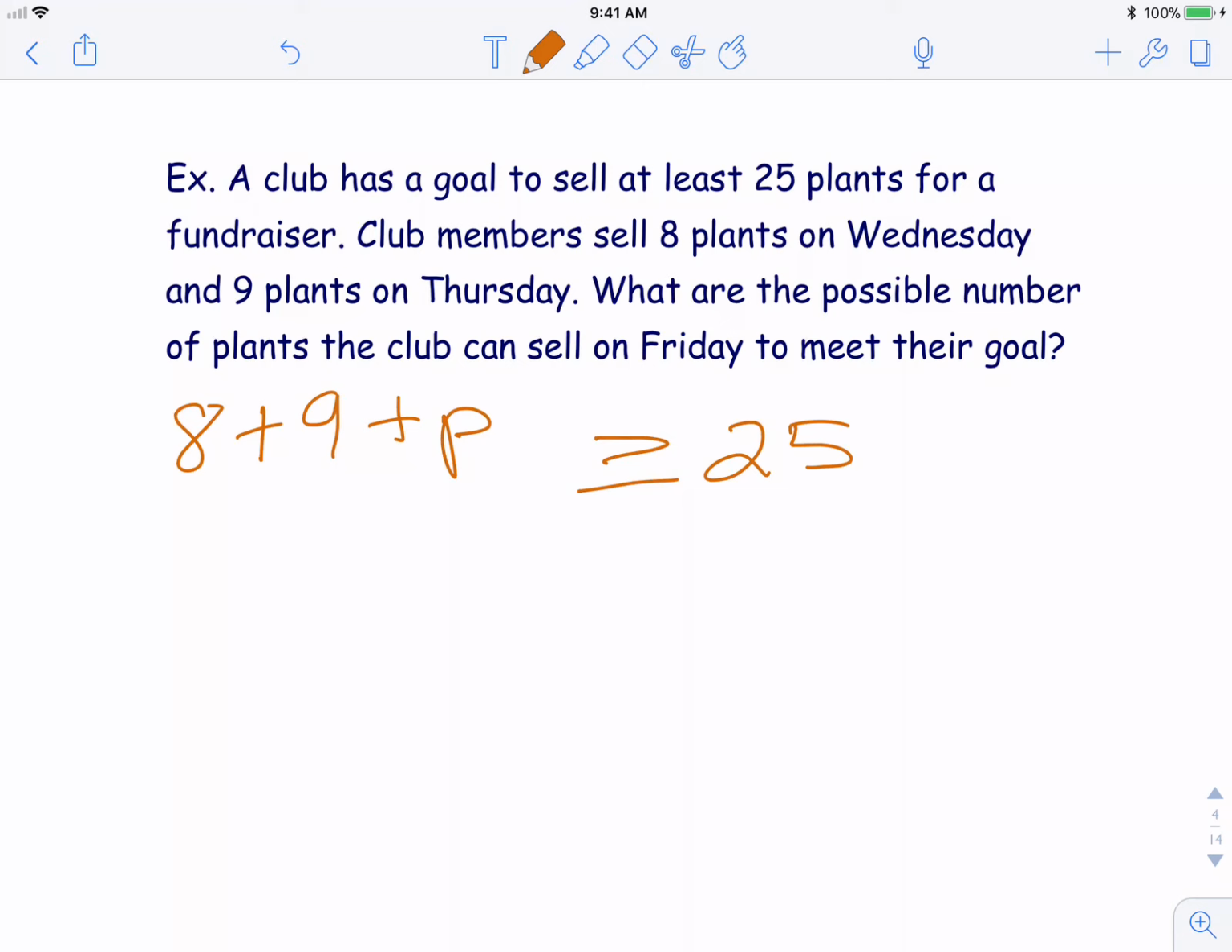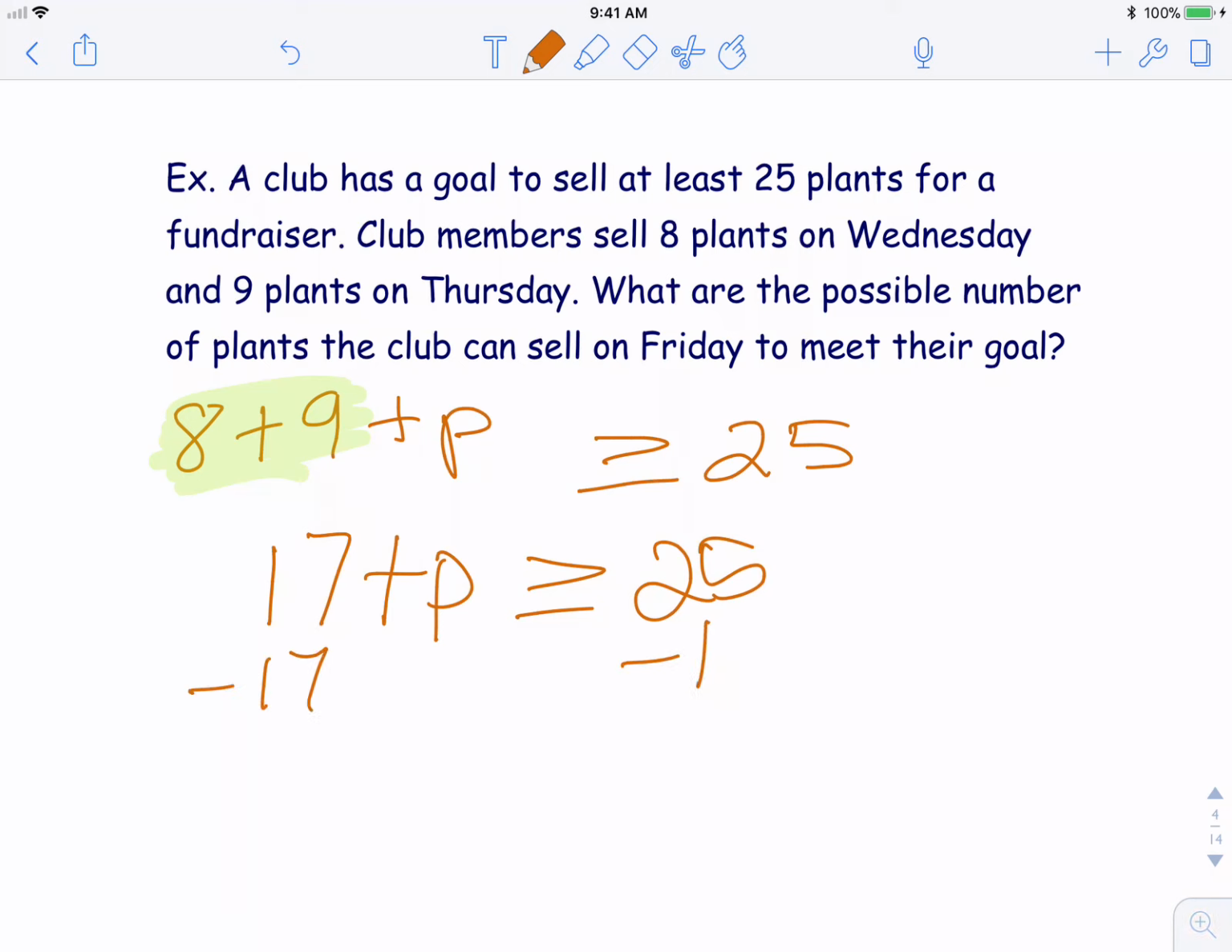I can combine these two like terms. Remember, I can combine them because they're on the same side of an inequality, just like equations. I can combine like terms that are on the same side. So 8 plus 9 is 17, so I'm left with 17 plus p is greater than or equal to 25. Same thing, I'm going to use those inverse operations to get p by itself, so I'm going to subtract 17 from both sides. This is going to leave me with p is greater than or equal to 8.